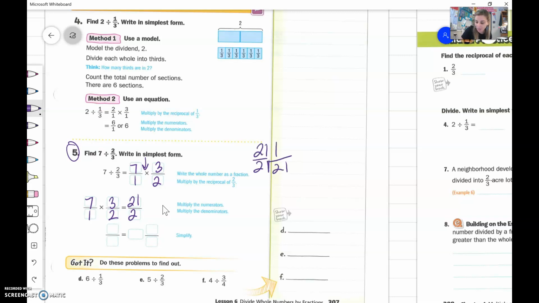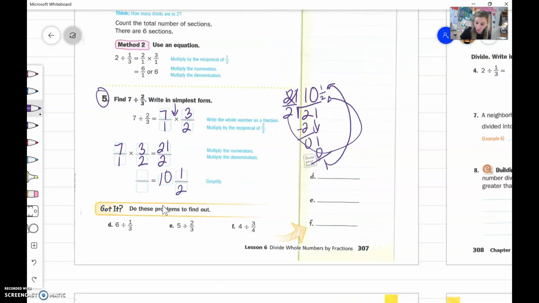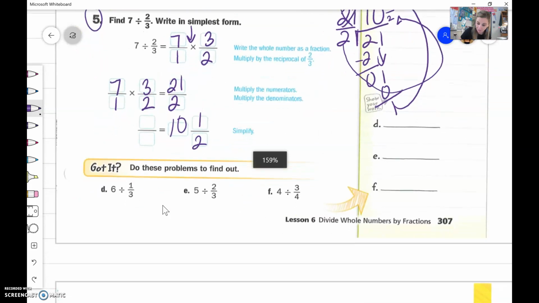I'm going to divide. That goes in once, 2, 0, 1. If I have 1, can I make a group of 2? Nope. So I'm going to put a 0 there. I know that 0, 1. That 1 becomes my numerator, and my 2 stays as my denominator. So I get 10 and 1/2. 10 and 1/2. All right, let's do these problems together.